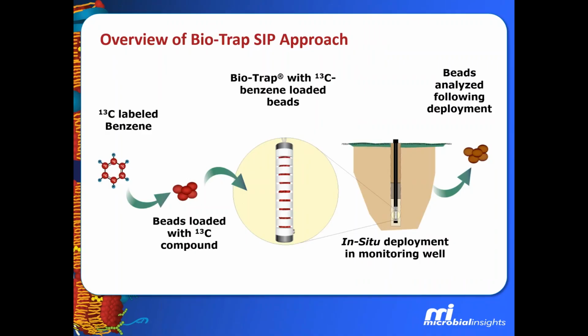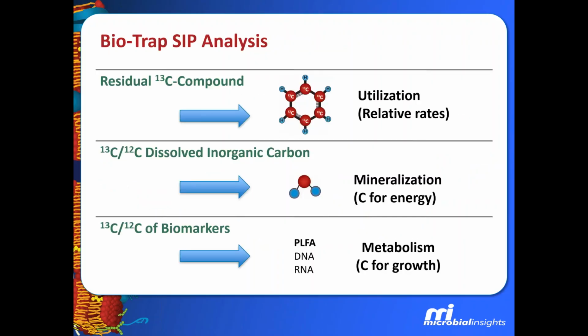The biotrap is then incubated in the contaminated aquifer. Following incubation, typically 30 to 45 days, the biotrap is going to be retrieved, and then the beads are recovered and they are analyzed. Basically, there are three types of analyses that are typically done. First, we look to see how much of the C13 labeled compound remains on the beads. The compound that is missing has been biodegraded.